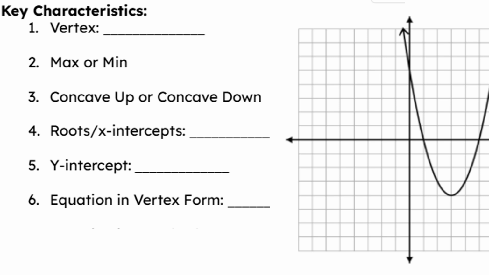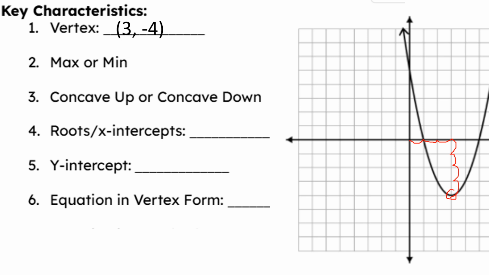We should be able to identify some key characteristics of a graph given a graph. So here I'm given a graph, and they say, well, what is the vertex? So you can just read off of your grid. This here is my vertex right here. And so I go over 1, 2, 3, and down 1, 2, 3, 4. So my vertex is going to be (3, negative 4).